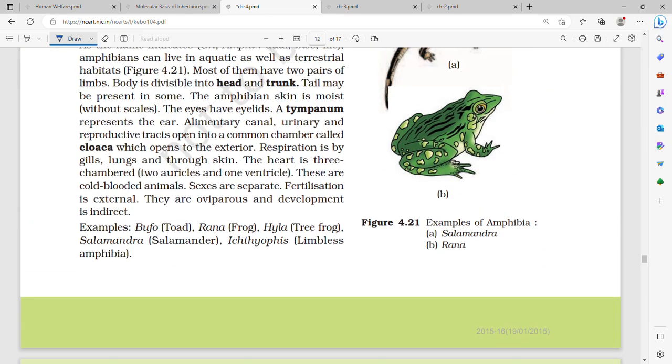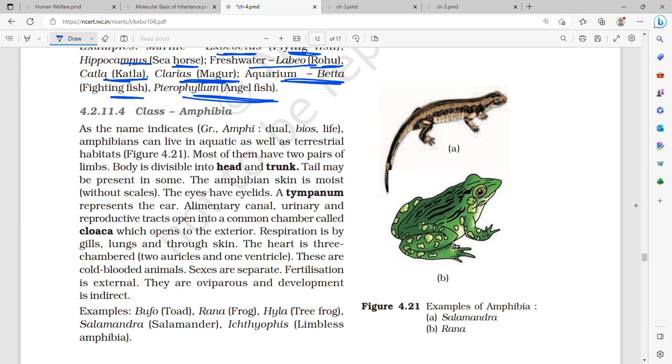Then Amphibia. The name indicates amphi, dual, bios, life. Amphibians can live in aquatic as well as terrestrial habitats. Most of them have 2 pairs of limbs. Body is divisible into a head and trunk. Tail may be present in some. Amphibian skin is moist without scales. Their eyes have eyelids. Tympanum is present, representing the ear.